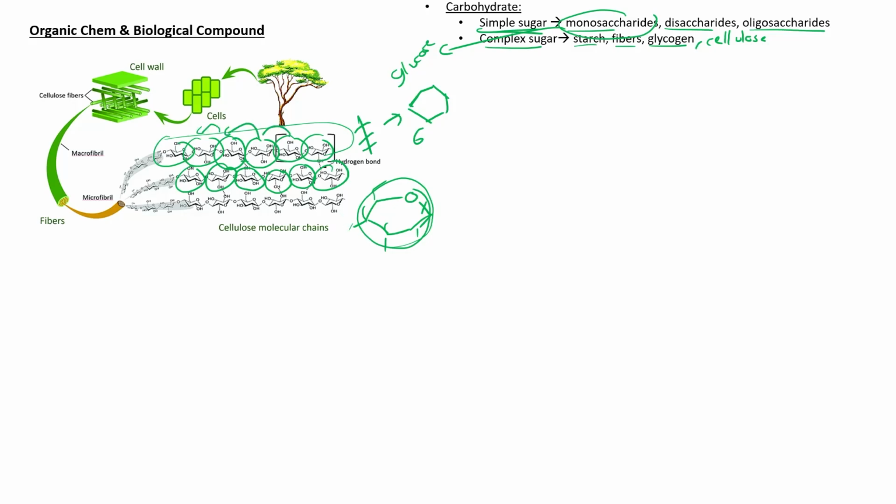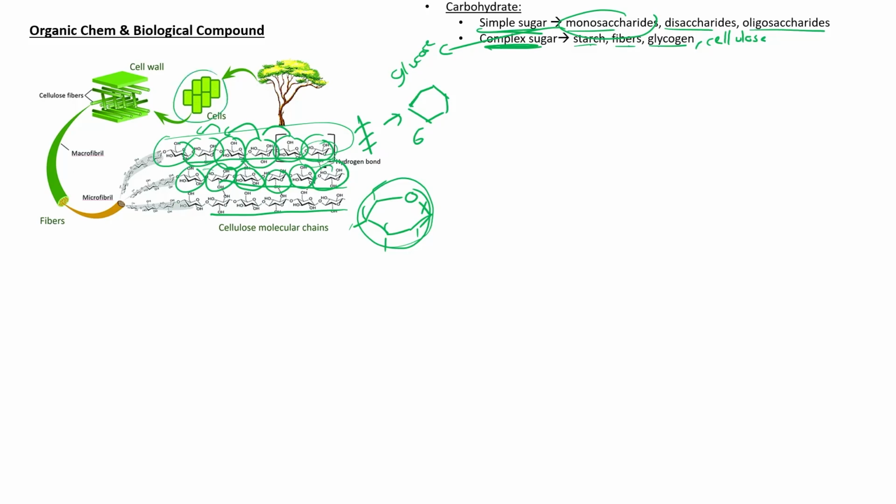If the monomer is glucose, then we call this thing cellulose. So that is a complex sugar. You can have starch, fiber, glycogen, cellulose, and so on. So this is cellulose. Where do you get the cellulose? From the cell wall of the plant.